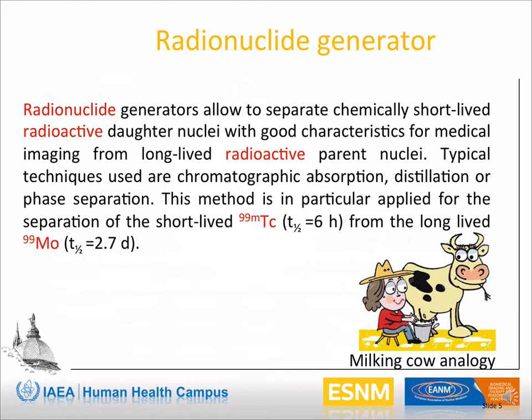Radioactive nuclides can also come from generators. A radionuclide generator allows us to chemically separate short-lived radioactive daughter nuclei with good characteristics for medical imaging from long-lived radioactive parent nuclei. Typical techniques used are chromatographic absorption, distillation, or phase separation. This method is in particular applied for the separation of the short-lived technetium-99m, which has a 6 hours half-life, from the long-lived molybdenum-99, which has a 2.7 days half-life.